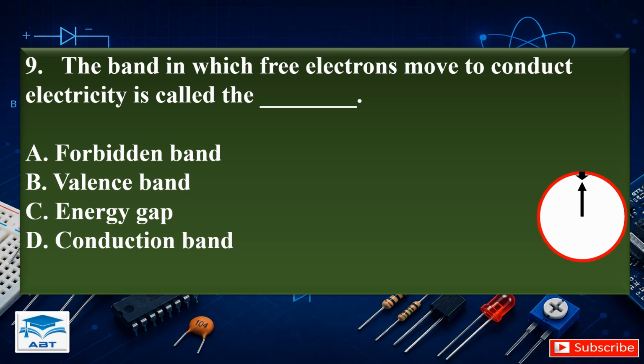9. The band in which free electrons move to conduct electricity is called the A. Forbidden band. B. Valence band. C. Energy gap. D. Conduction band. The answer is D. Conduction band.